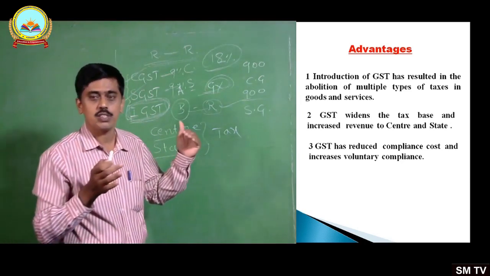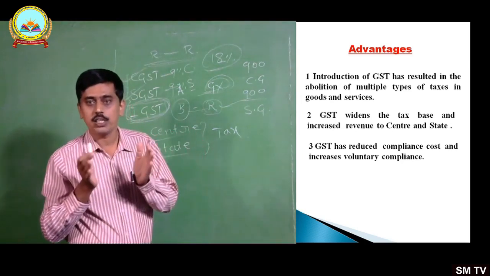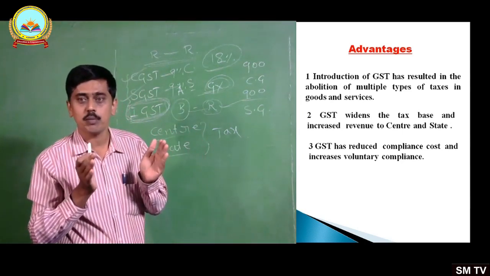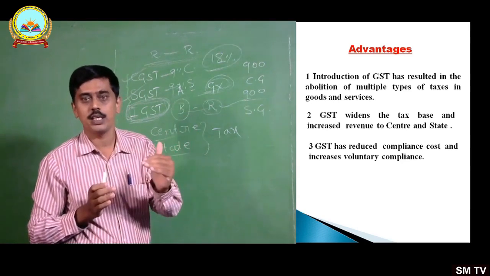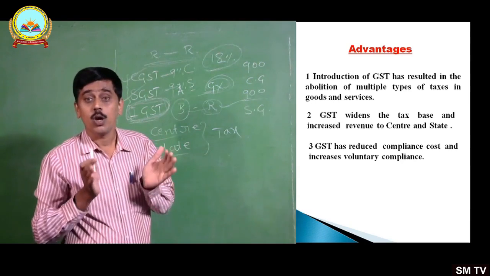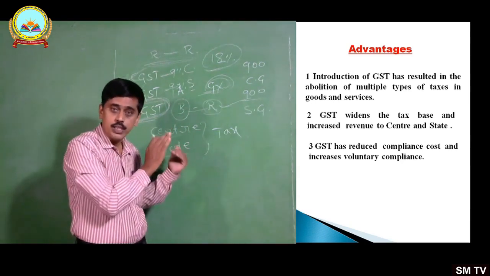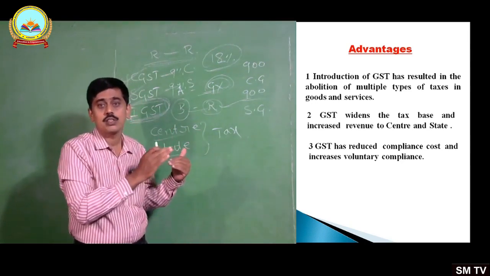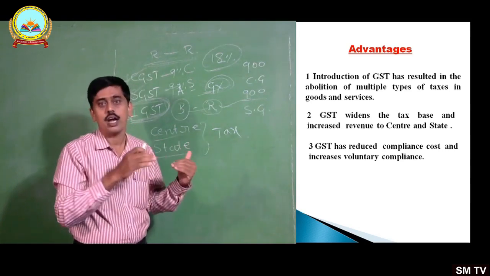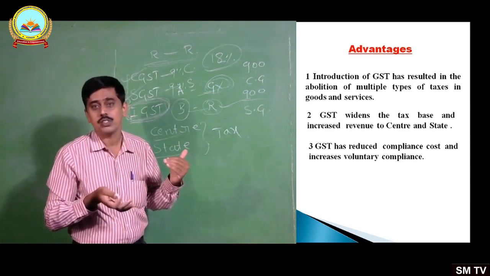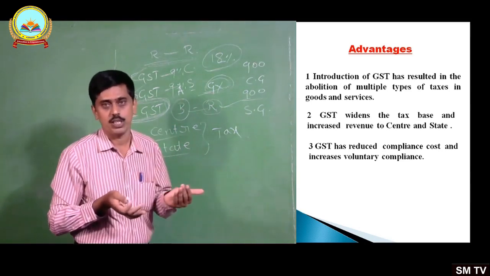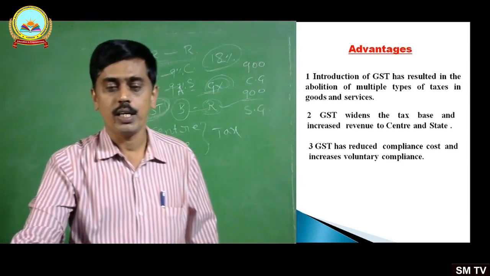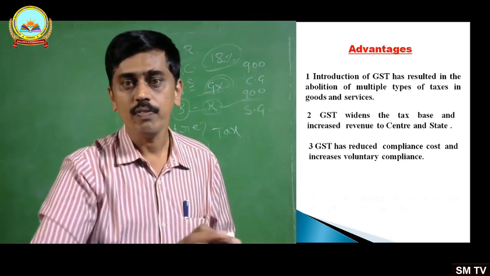It has given some number, and every businessman is supposed to keep that particular number, and he is supposed to file the return within the specified date. As such, compliance cost has also decreased and voluntary compliance has increased. That's another advantage to the government. This is about advantages of GST.